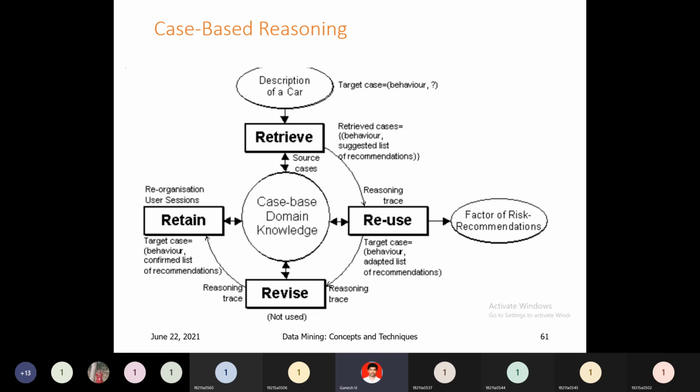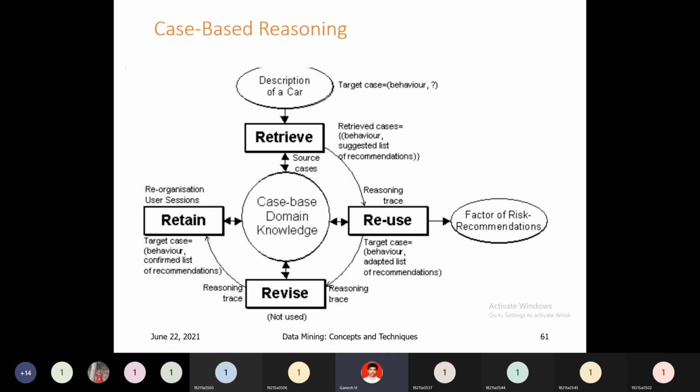In case-based reasoning, what you are doing is first retrieving the data. That is a list of recommendations, the suggested list of recommendations. From all past experience, you are taking a number of recommendations. Next, reuse. In reuse, you are taking some recommendations from those adapted, which are suitable to you. From all those, you are again scrutinizing. Next, in those you are only using some, and others you are not using at all. That is revise. Finally you confirm some list of recommendations and you use that. That is retain.